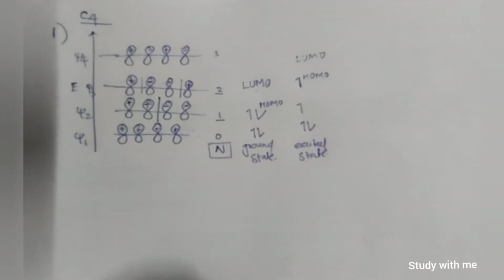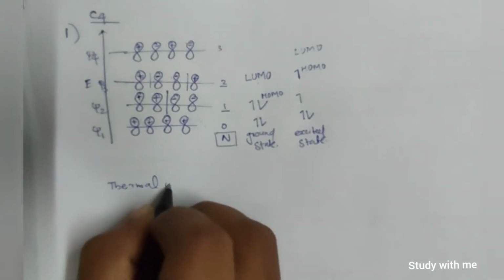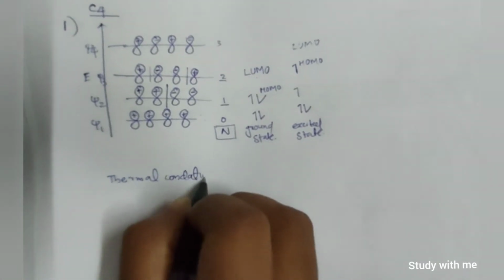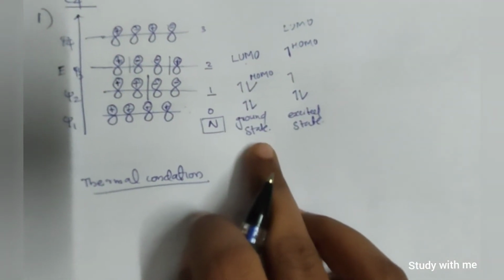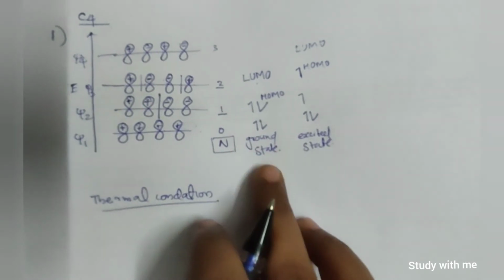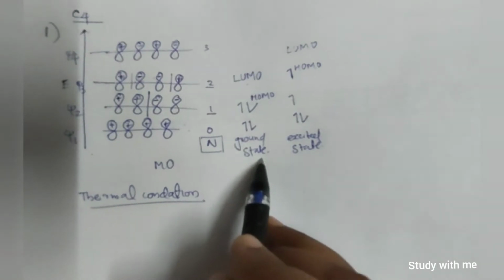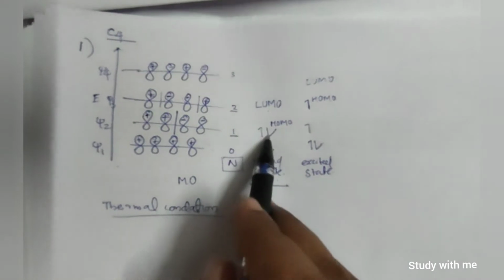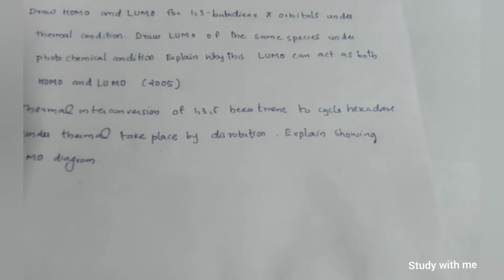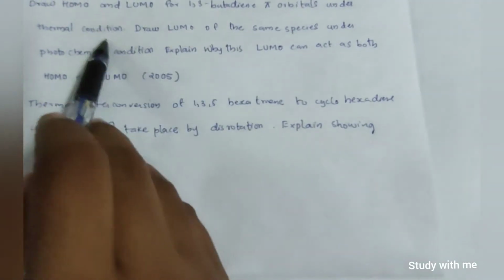Okay, then we have to plot the thermal condition. Now we are going to study the thermal condition, because the question was about thermal condition. In the thermal condition, we take the ground state of the MO diagram. This is the MO diagram and this is the ground state. So we are considering the ground state. The question is about the ground state thermal condition. Draw the LUMO of the same species, that is the next one.